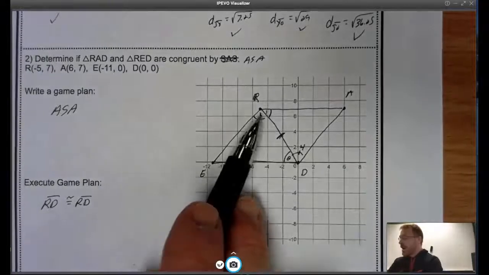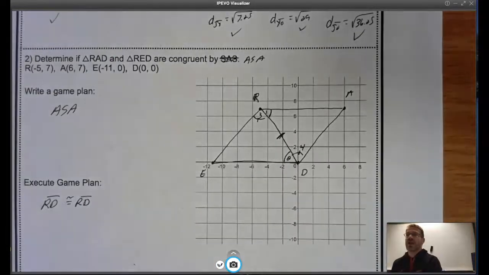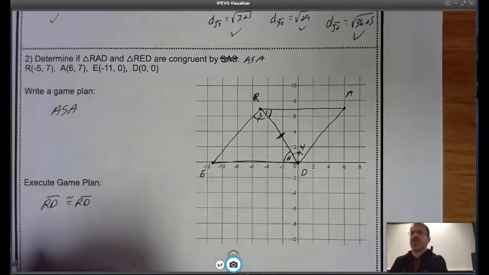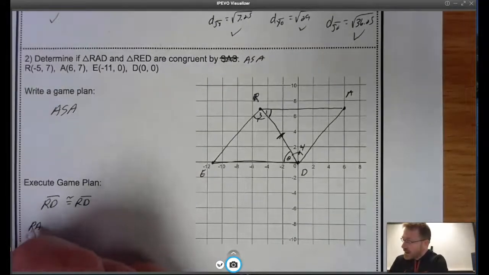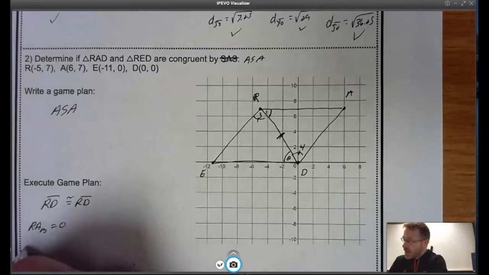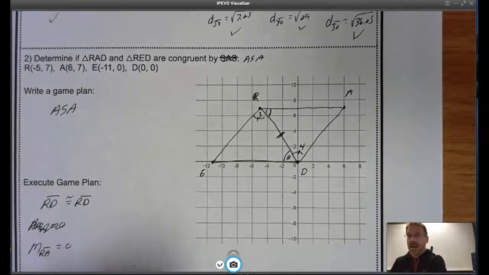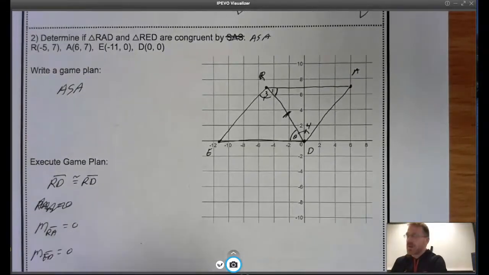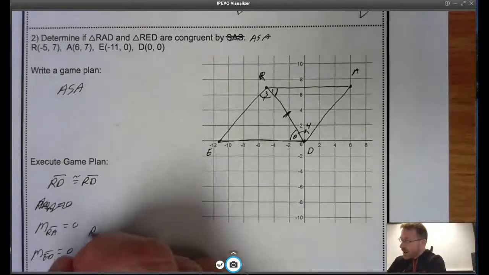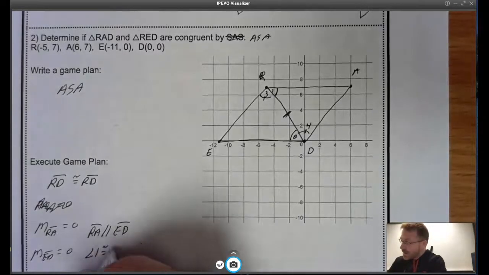And notice what those are, right? So if I look at RA and ED, I can say that angle 1 and angle 2 are alternate interior angles. So now, if RA and ED are parallel, then I can say that angle 1 is congruent to angle 2. So remember, when we talk about parallel lines, we have to know that they have the same slope. So when I look at RA, I know the slope of RA is equal to 0. It's a horizontal line. The slope of RA is equal to 0, and I know the slope of ED is equal to 0. All right, so that means that RA is parallel to ED. And then that means that angle 1 is, in fact, congruent to angle 2.